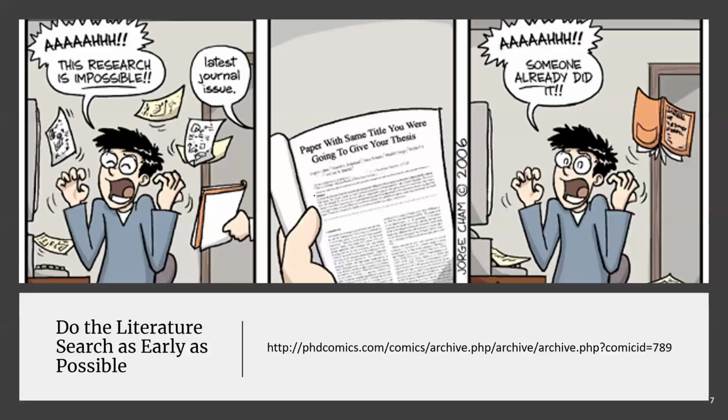Now, this cartoon that has appeared in PhD Comics shows the importance of doing our literature search early. The student here is shouting, saying this research is impossible. And the professor shows the latest journal article, which has a title the same as the title you are going to give your research thesis. So, see, someone has already done that. That's why doing the literature search as early as possible is very important.